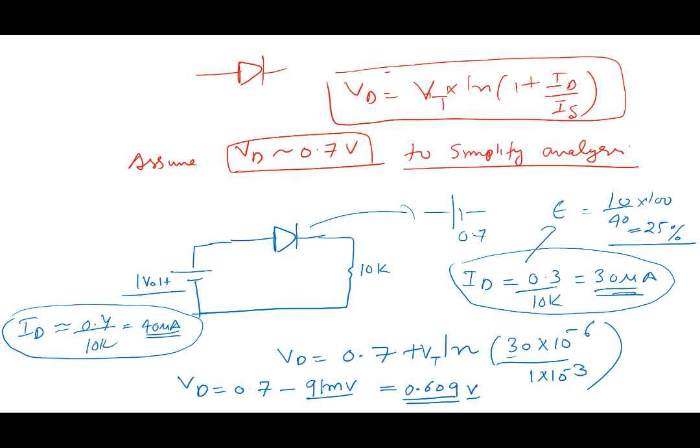The error is 25%. Now 25% error we normally cannot tolerate. 25% error is too large. I mean, instead of 40 microamperes, you're saying the current is 30 microamperes. Now, in fact, you could do the calculation by putting, instead of 1 volt, 0.8 volt. Just put here 0.8 volt. Redo the analysis.